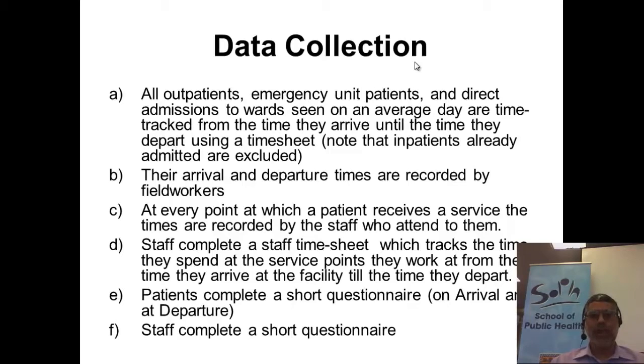Of course, inpatients are excluded from the survey since they are not waiting. They are assumed to be always receiving a service. Obviously they don't have a staff member next to them all the time, but even while not having staff there, they are being observed and assessed, and hence they are receiving a service, i.e. they are in a bed. The first thing to record is the arrival and departure times. This would have to be recorded by field workers, as the arrival and departure times are recorded when the patients enter the facility.